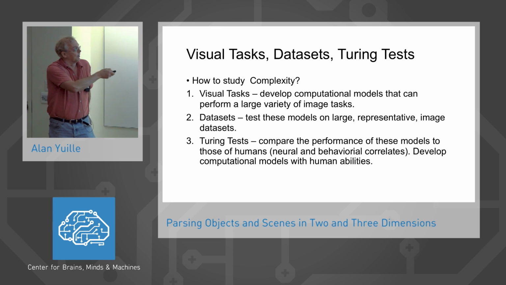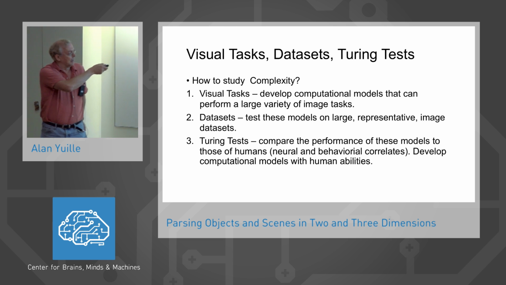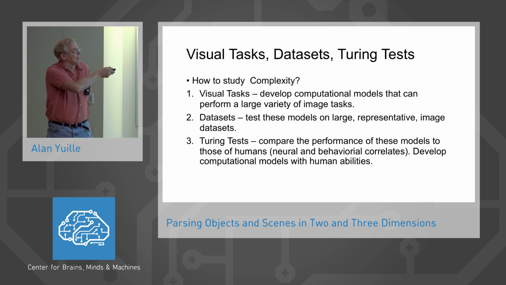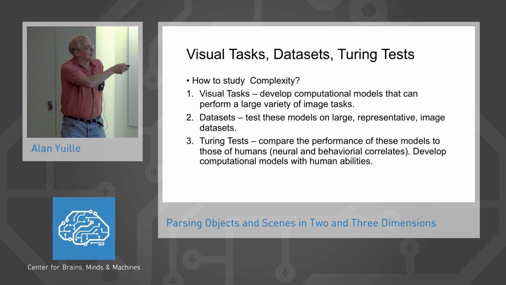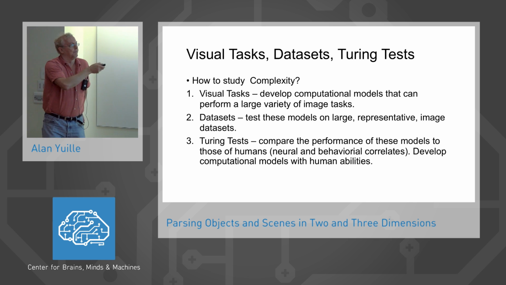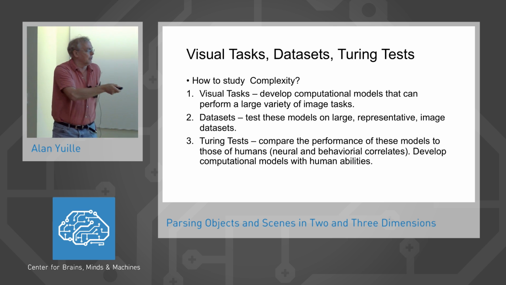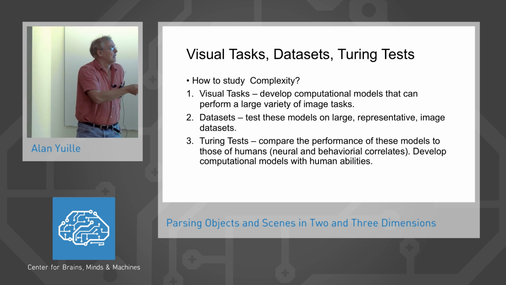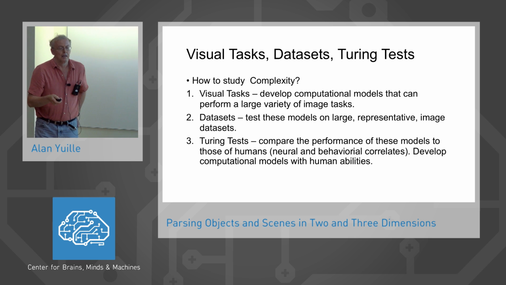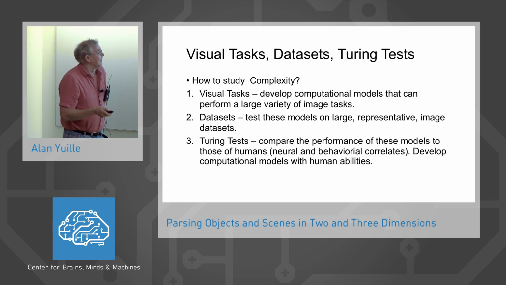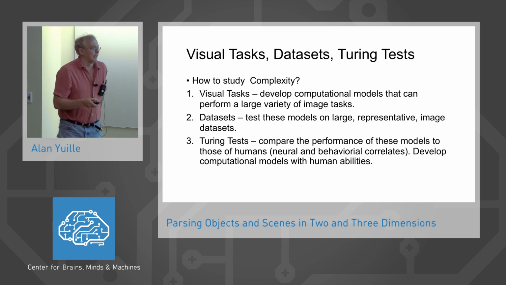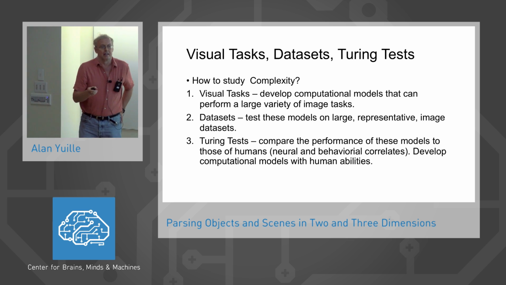But let me move on to more issues of being more precise about that and how to study complexity in these cases. So, visual tasks. If you compare humans to machines, humans can do so many different visual tasks at the same time, whereas computers, in computer vision, a lot of them are geared on more precise things.